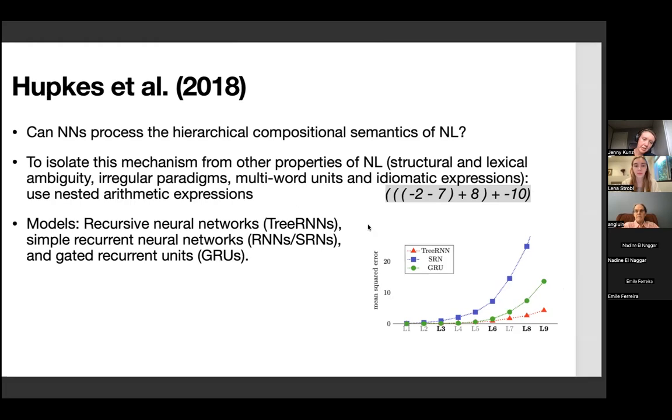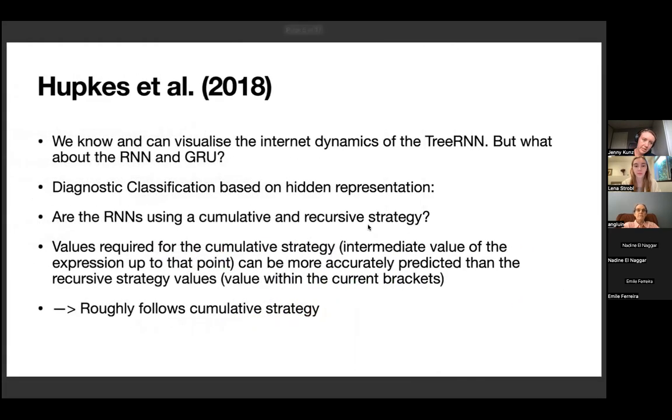And now Kunz et al. want to know how the networks represent, or how they do this task of solving the nested arithmetic expressions. And it's easy to see how this works for the recursive neural network, but how do the RNN and the GRU do this?